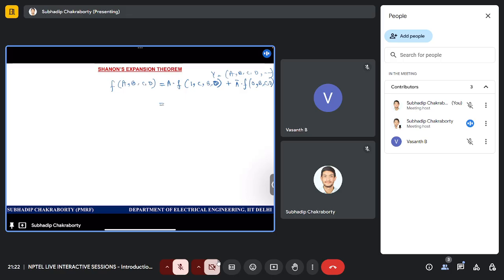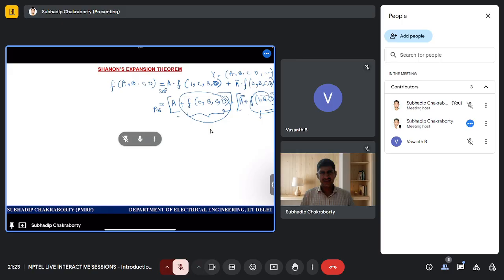Or in POS form, it is A plus function of 0 here, and then sum it with A, and then product it with A bar plus function of 1 BCD. It is useful for reducing. You get the reduced order function but with a higher number of terms, so you can reduce easily.